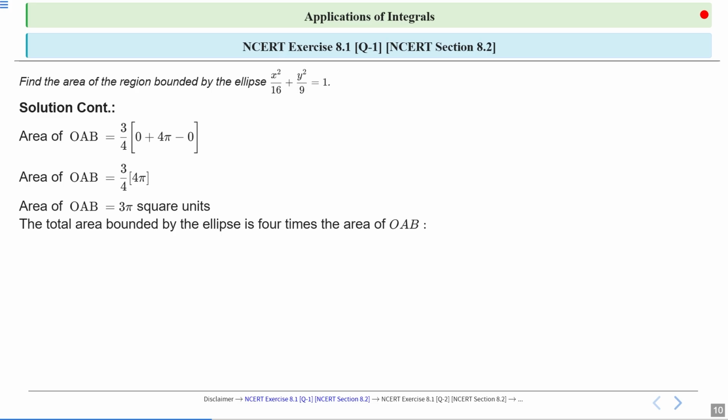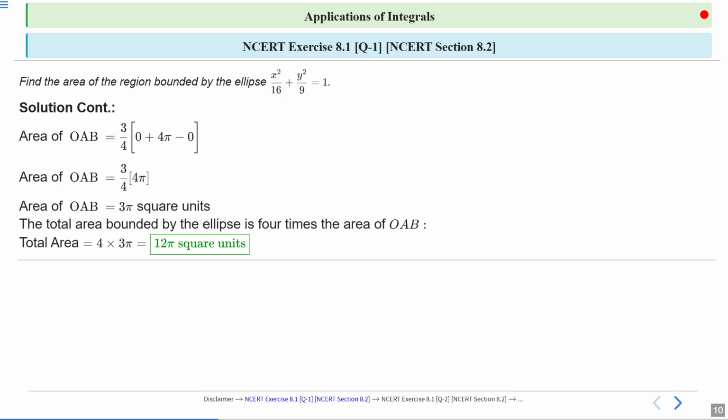So the total area bounded by the ellipse is 4 times the area of OAB. Why is it 4 times the area of OAB? As we calculated, 3π is the area of the ellipse present in the first quadrant, and due to the symmetric nature of the ellipse along the x and y axes, if you want to calculate the area of the ellipse for the entire region, then just multiply it by 4, so that we calculate for all 4 quadrants, and that is the area bounded by the ellipse. So the total area is equal to 4 into 3π, that is 12π square units.